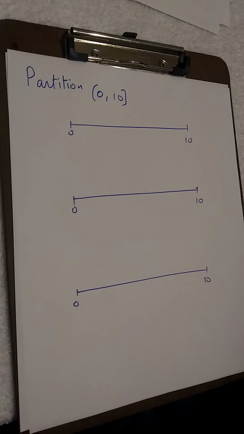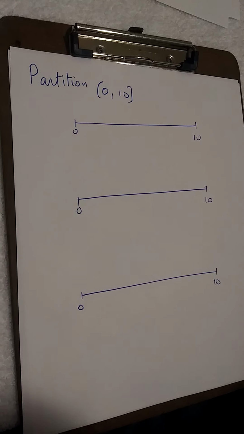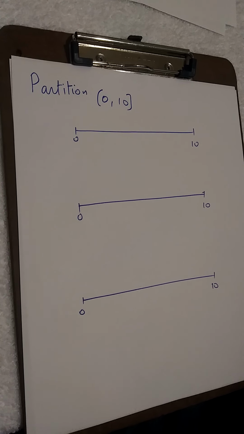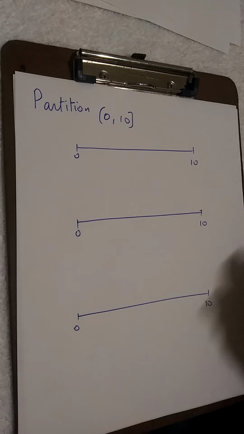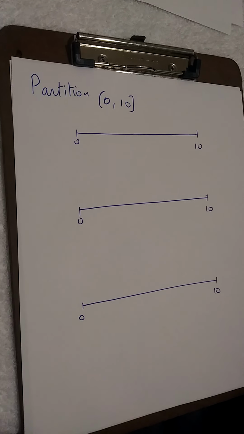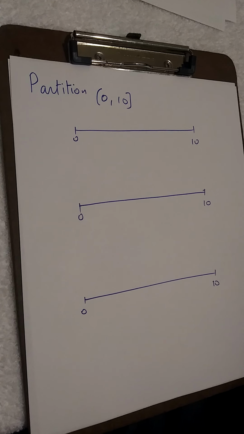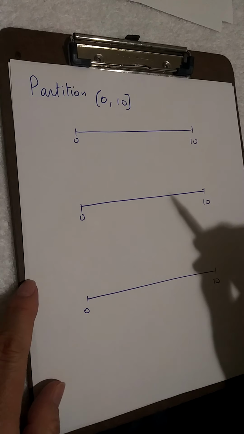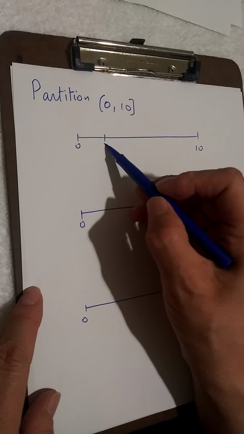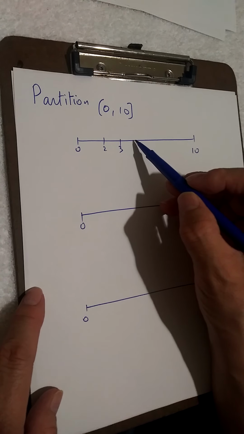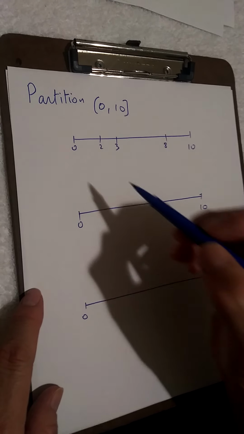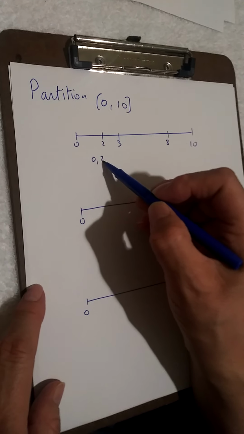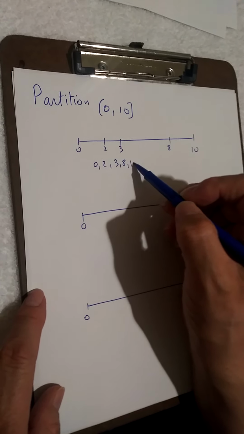The next topic for Riemann sums is the topic of partition. Suppose you have an interval from 0 to 10. A partition of the interval is just a way to divide the interval. So for example, I can partition it like this: from 0 to 2, 2 to 3, 3 to 8, 8 to 10. And the partition would be 0, 2, 3, 8, 10.